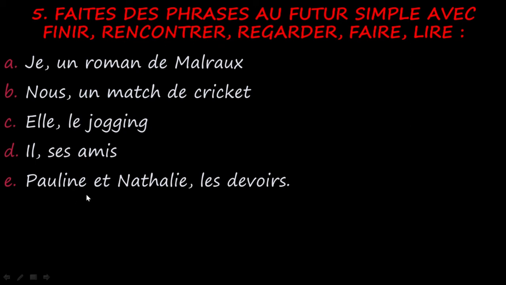So the last one. Pauline et Nathalie, les devoirs. So one verb remains. It's finir. Pauline and Nathalie will finish the homework. So finir, the radical is finir itself, F-I-N-I-R. The subject is plural, third person, and feminine. Pauline and Nathalie, both are girls. So we take the elles form. What is the ending? It's O-N-T. Pauline et Nathalie finiront les devoirs. F-I-N-I-R-O-N-T.